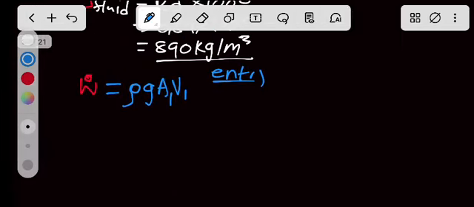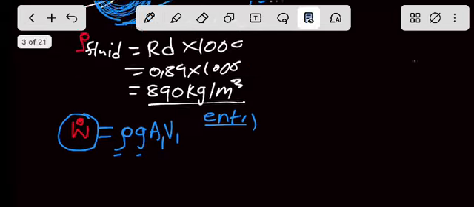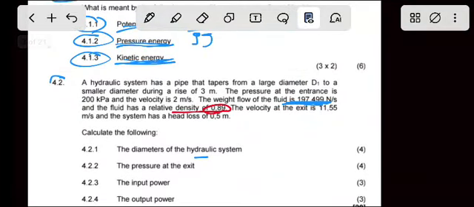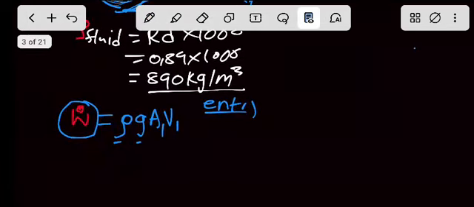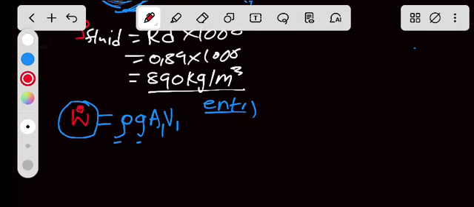So we know we are given this, which we have calculated. Let us just calculate the area. Let us substitute. What is the weight flow? We've been given the weight flow here. The weight flow is 197,499. That is our weight flow there. Are we together? Since we have the weight flow, let's take advantage of it.